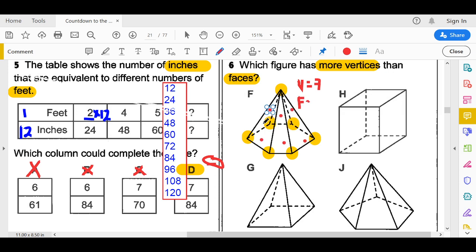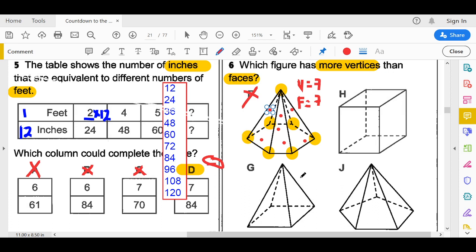Let me see. 4, 5, 6, and 7, the one at the bottom right there. So again, 1, 2, 3, this one is 4, 5, 6, and the base, that's 7. So this one has 7 vertices and 7 faces. It does not have more vertices than faces, so I can eliminate it already.